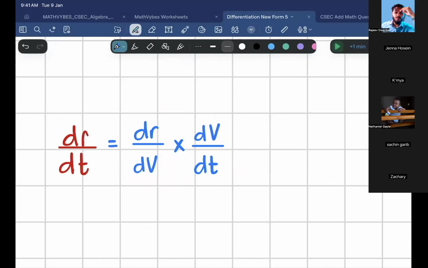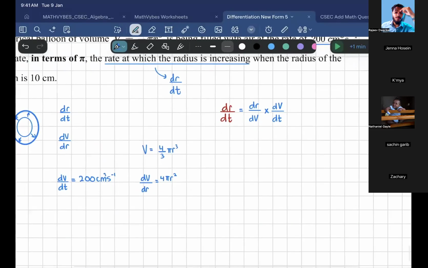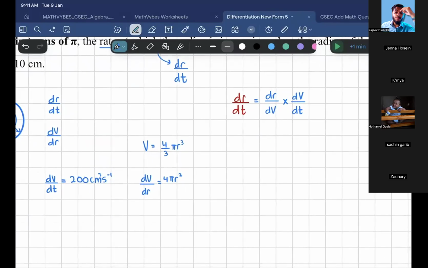You understand? So my question is, what would dr/dV be? Tell me, Nathaniel, what would that be? dr/dV. What do we have that looks like that? We have dV/dr. So we think dr/dV could then be just the reciprocal of dV/dr. So that'll just be 1 over what?